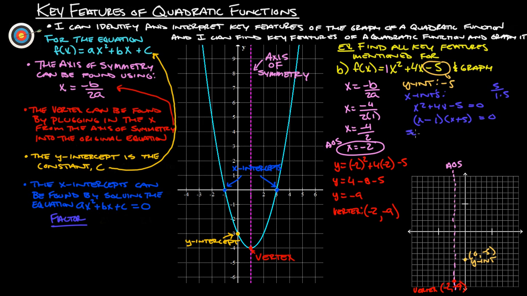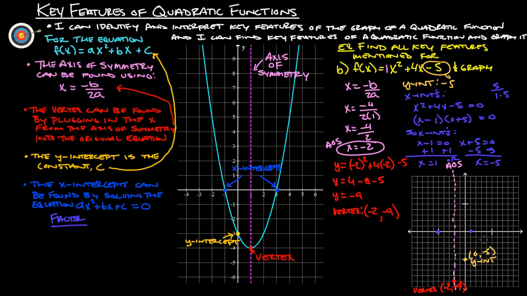So for the x-intercepts, we have to solve each one of those for 0, right? So we have x minus 1 equals 0 and x plus 5 equals 0. So add 1 to both sides: x equals 1. Or let's see, subtract 5 from both sides: we get x equals -5. So our x-intercepts are going to be at -5 and +1.